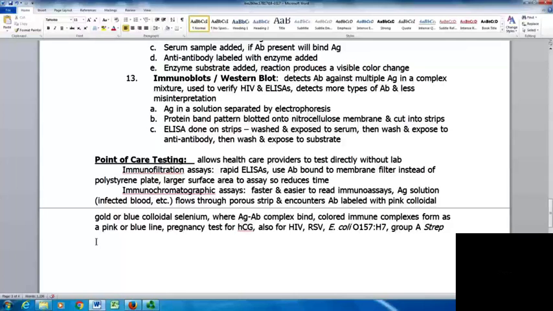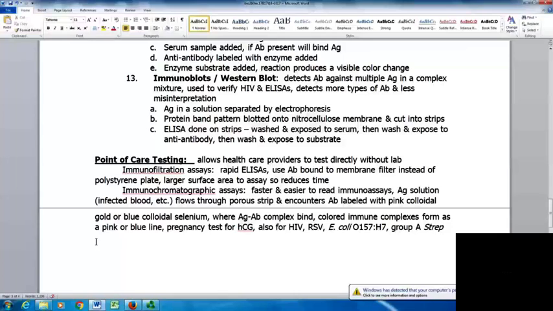With the immunochromatographic assays, these are faster and easier to read immunoassays. The antigen solution, such as the infected blood, flows through a porous strip and then encounters the antibody labeled with pink colloidal gold or blue colloidal selenium. Where the antigen and antibody complex binds, the colored immune complexes form as a pink or a blue line.